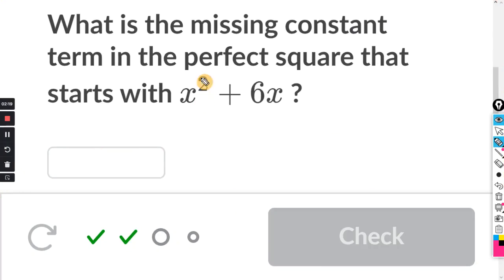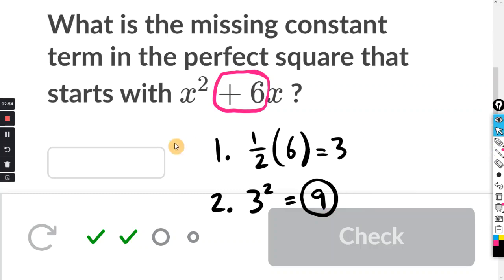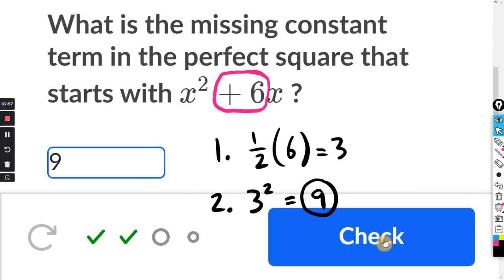All right, these problems are all the same. They want the missing constant term to make this a perfect square. We are looking at the number that's times x. So we can see right here we are dealing with positive 6. Okay, step 1 is to take half. So half of 6 is going to equal 3. Step 2 is to square it. 3 squared, which is the same as 3 times 3, is just 9. And that's it. Click in the box, type 9.